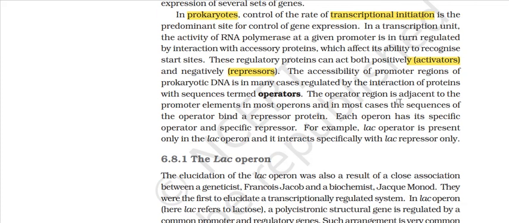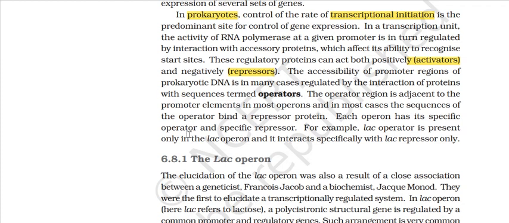The accessibility of promoter regions of prokaryotic DNA, as in many cases, regulated by the interaction of proteins with sequences termed as operators. ठीक है. तो हम देखते हैं यूजुअली प्रोकैरियोट्स में ऐसी कौन सी चीज़ है जो ऑपरेट करती है, जो बेसिकली हमें हेल्प करती है रेगुलेशन में. वी हैव ऑपरेटर्स. ऑपरेटर्स क्या होते हैं? Proteins will bind to sequences in a certain way that they're going to regulate whether gene is going to be expressed or not. The operator region is adjacent to the promoter elements.